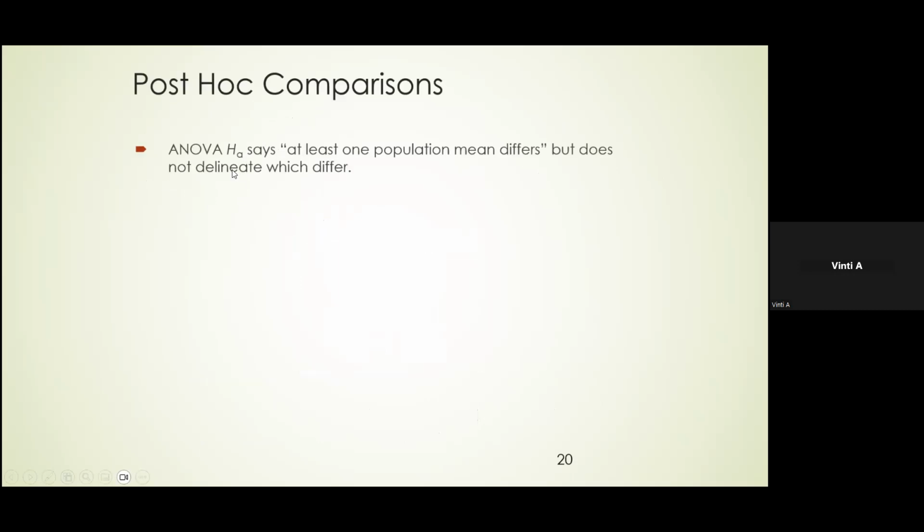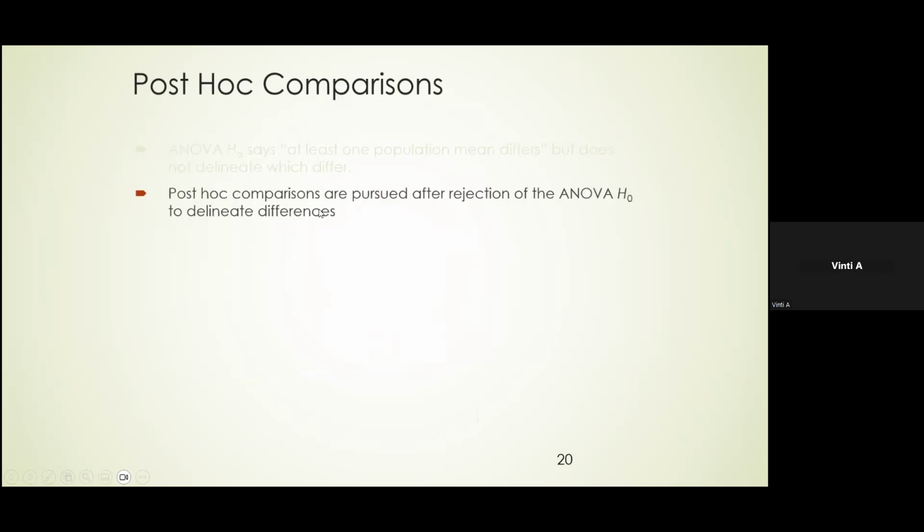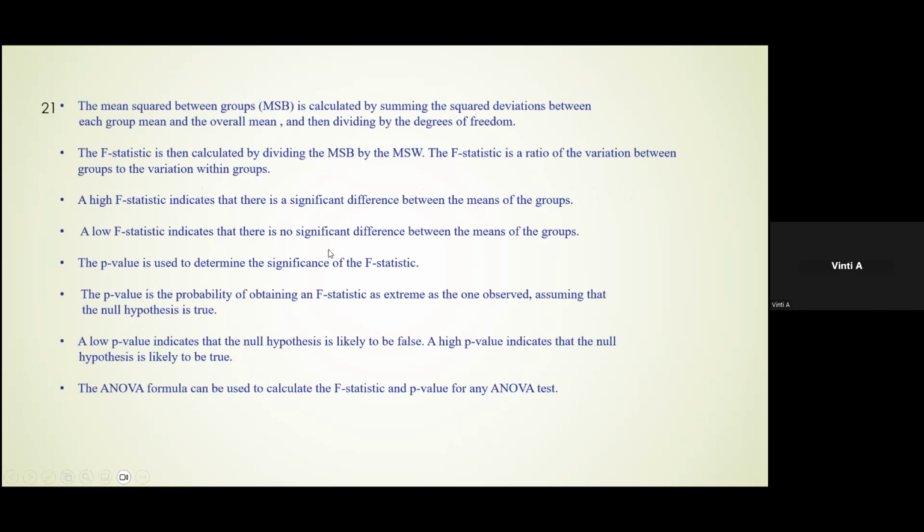Now if you look at this, it says at least one population mean differs but does not delineate which differs, okay. Therefore you have to do a post calculation. So the way we did a t-test, after the rejection of the null hypothesis, you have to do the comparisons. One of them is called an LSD comparison, or you do a Bonferroni correction. We won't discuss that right now because that's a little complicated, but as long as you understand this part, it's good.